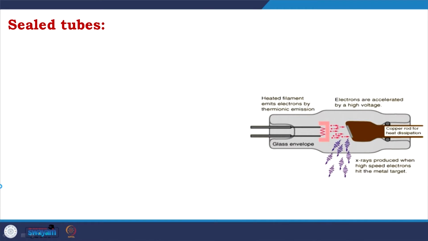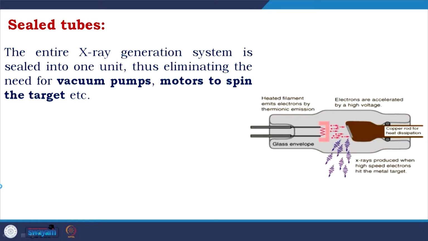So, we understand how X-ray is generated, but what are the instruments through which X-ray generation is done? One of them is the Coolidge tube or sealed tube. Here, if you see this picture, the heated filament emits electrons by thermionic emission. Electrons are accelerated by a high voltage, there is a copper rod for heat dissipation, and X-ray is produced when high speed electrons hit the metal target. So, copper is used as a metal target, or different metal targets could also be used.